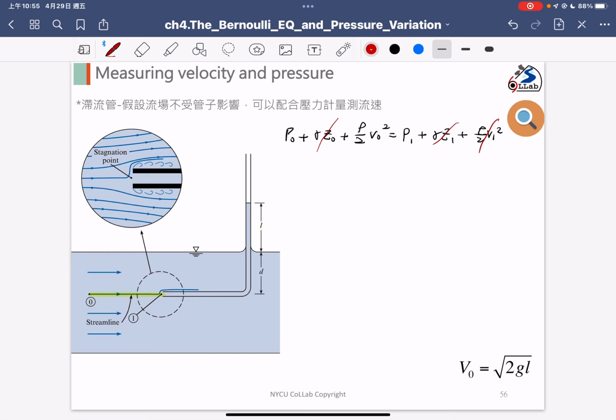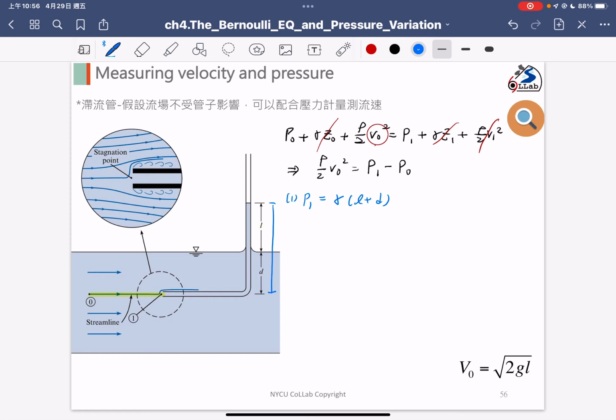Okay, so the purpose is how large the pressure is in here, how large the velocity is in here. So we just keep the velocity terms. So this is one half rho V0 squared, which will equal P1 minus P0, right? So how can we know P1 and P0? The P is static pressure. So how large is the static pressure for P1? We know that P1 should be equal to gamma times L plus D, right? Because the depth is L plus D.